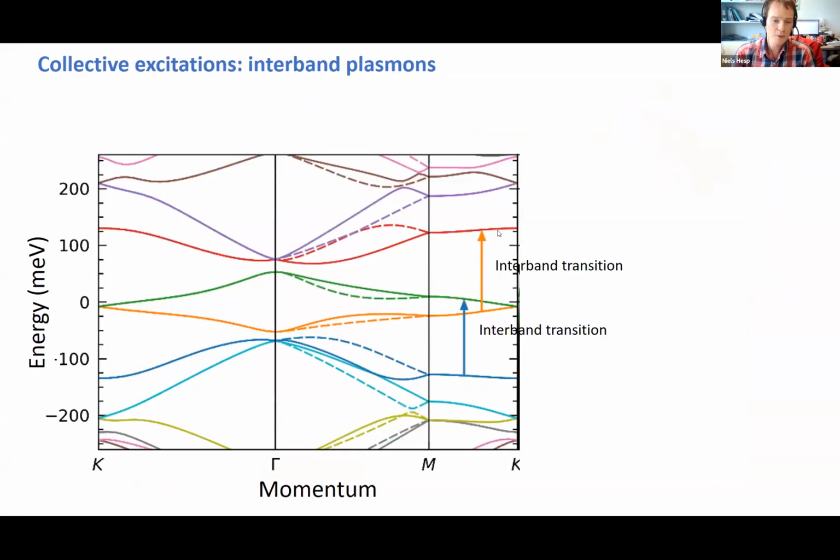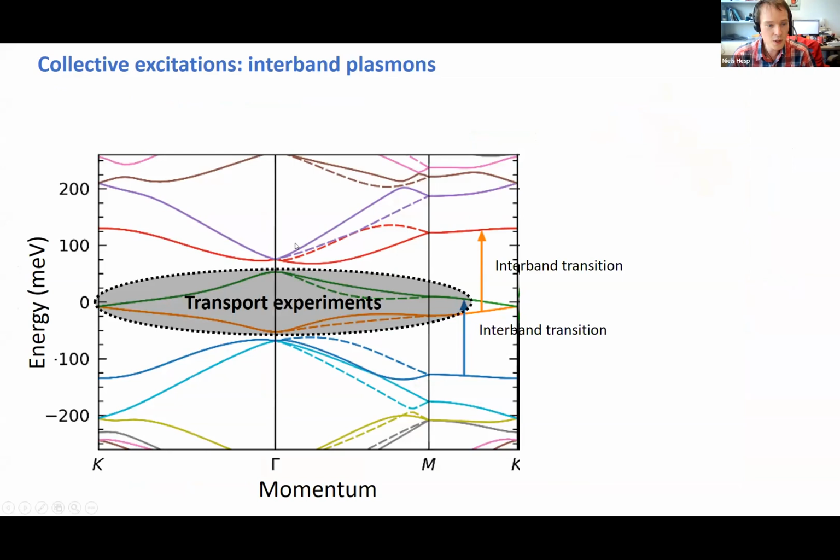We interpret this as follows. If this is a typical band structure that people look at, the transport experiments focus on these flat bands here because you cannot dope too much. However, with optics, you can excite interband transitions from these flat bands to the first excited state. This is the typical energy scale we look at, on the order of 100 to 200 millielectron volts. So this is where our optical microscope comes in.